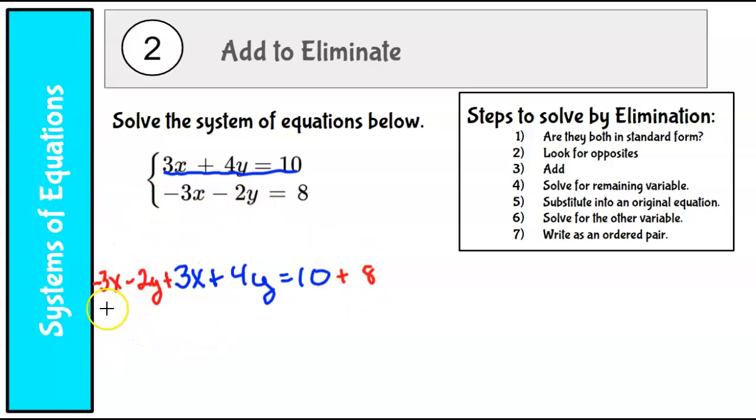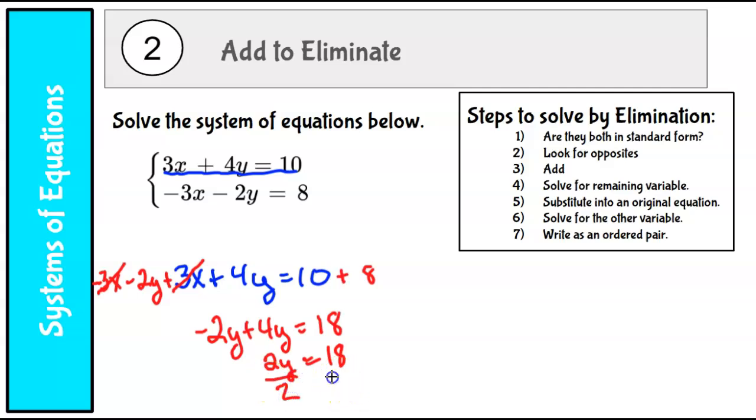And the reason why I do that is because the negative 3x and the 3x are going to cancel each other out. And then all I'm going to have is negative 2y plus 4y equals 18. And now my equation is all in one variable. Do you see that? And we know how to solve that. We combine like terms and then divide by 2. So y equals 9.